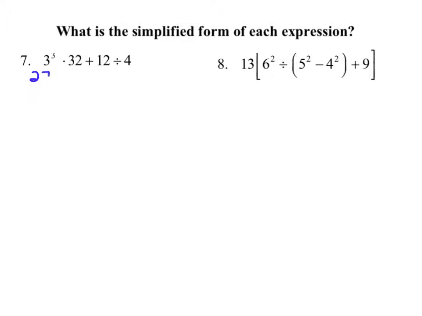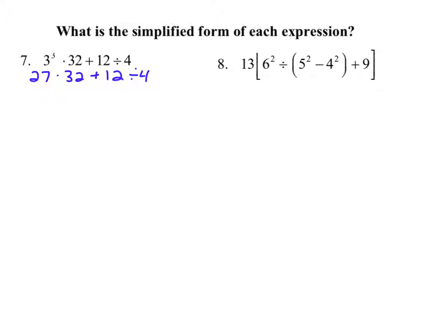3 to the third. That's 27. Notice what I'm going to do. I'm going to replace 3 to the third with 27. Everything else stays exactly the way that it is on the next line. I didn't touch them because I'm not allowed to touch them yet because they're not done right now. Okay? Now we've done exponents.